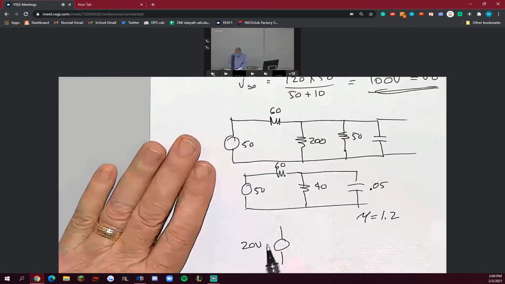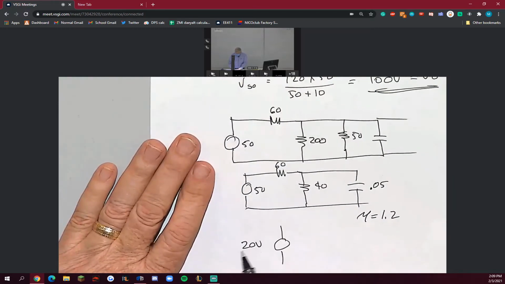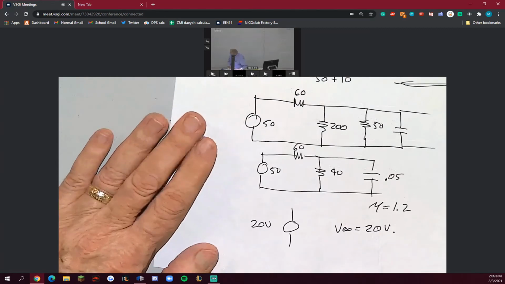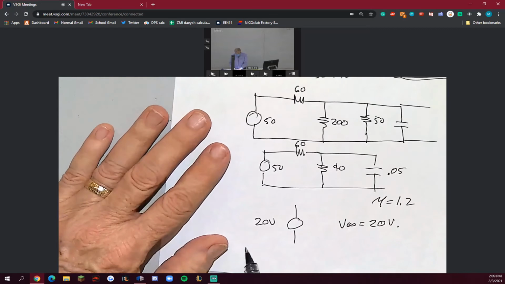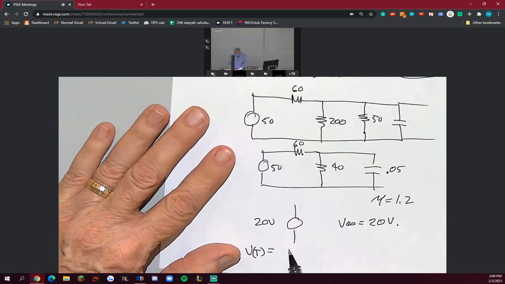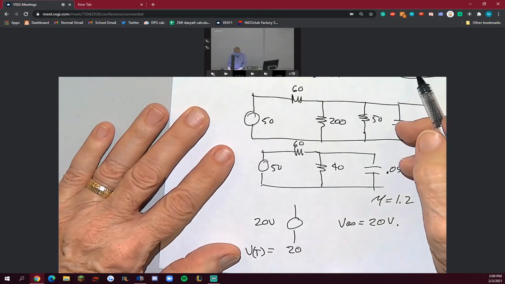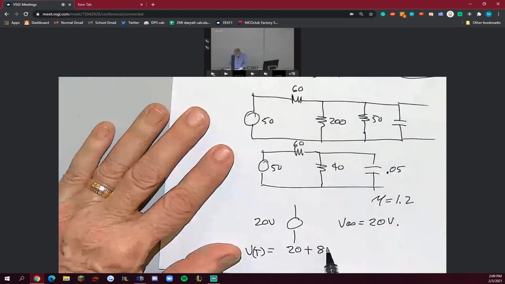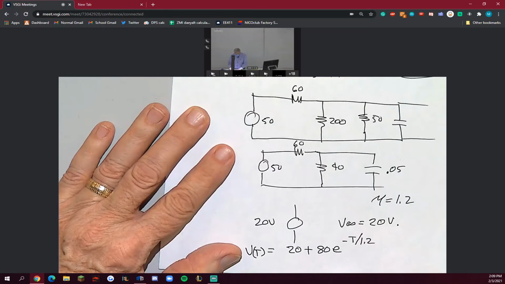And we know from this we have 50 volts, so V infinity is equal to 20 volts. So now we've got all that we need, right? We can say that V of t is equal to V infinity, that's 20, plus V0, which was 100, minus V infinity, 100 minus 20, that's 80, e to the minus t over 1.2 volts.